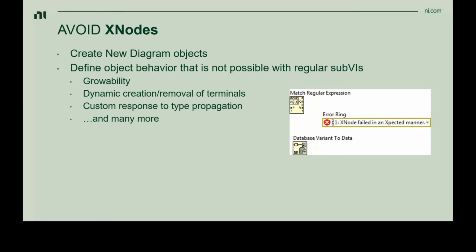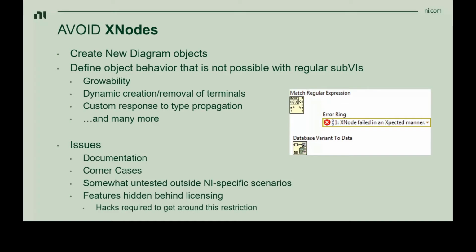XNodes are written with G code, as I mentioned before, and the reason people write them is because they can do things that you can't do with a regular sub-VI. You can make growable XNodes. You can make XNodes that pop up a dialog when you click on them. Those are things you can't do with sub-VIs. Unfortunately, XNodes also have all these corner cases and no documentation. A lot of their functionality is hidden behind licensing, so customers end up having to hack around our licensing to be able to write XNodes. It's just bad news all around.